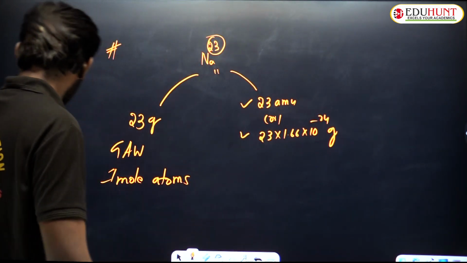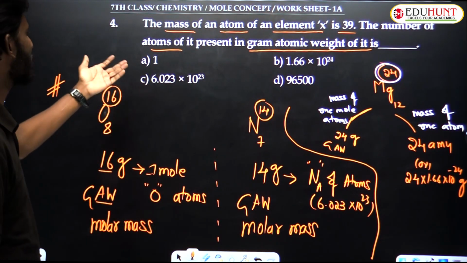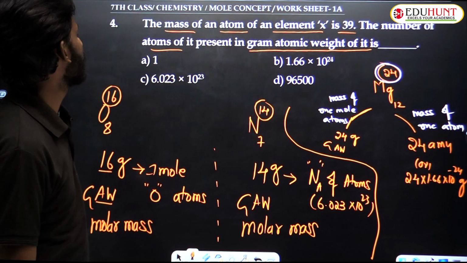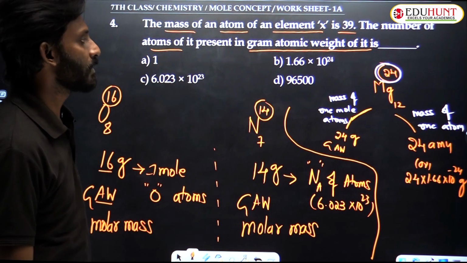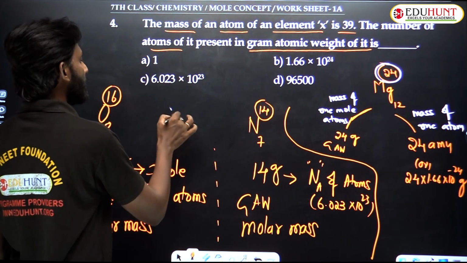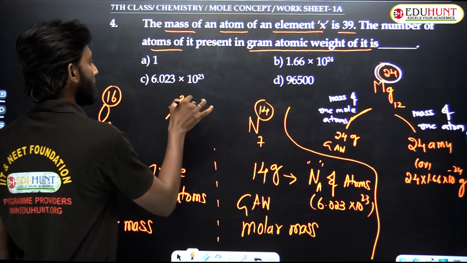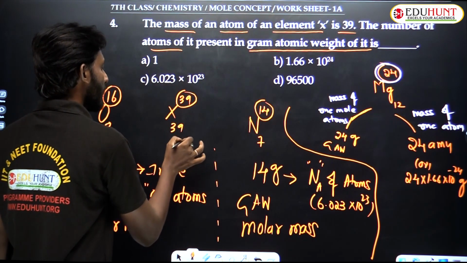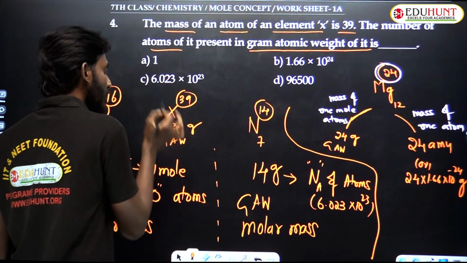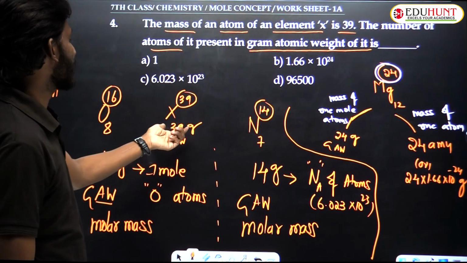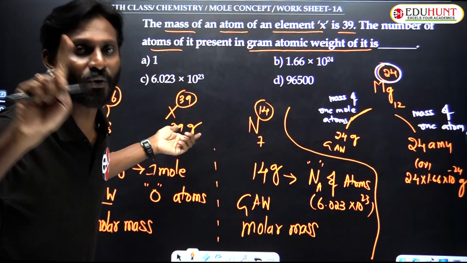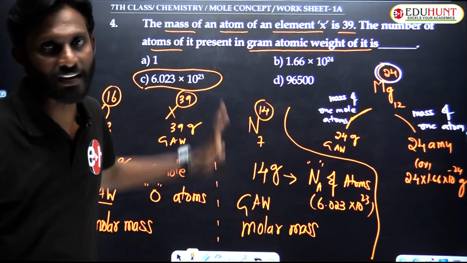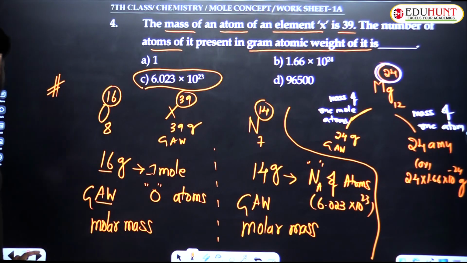Fine? Now this question. The mass of an atom of element X is 39, then the number of atoms present in gram atomic weight. Gram atomic weight, so there is an element X, 39 is the mass number. So 39 is the atomic weight expressed in grams, gram atomic weight. So this 39 grams contains how much? 1 mole. 1 mole means how much? 6.023 into 10 power 23. Option C is our answer. I hope you understand this.